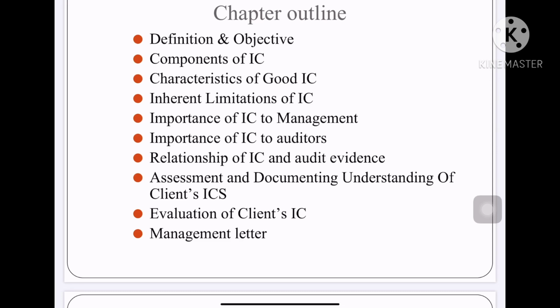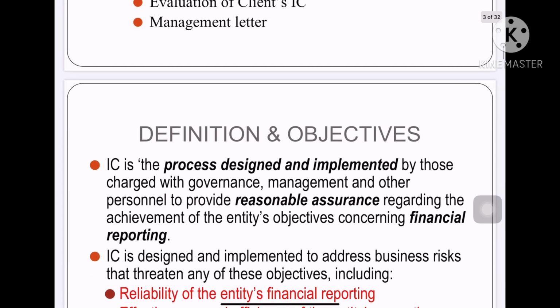So how the auditors evaluate and document all the internal control system of the company that they audit, and then evaluation of the client's internal control. After they assess, now they have to evaluate, and then the last one is management letter.